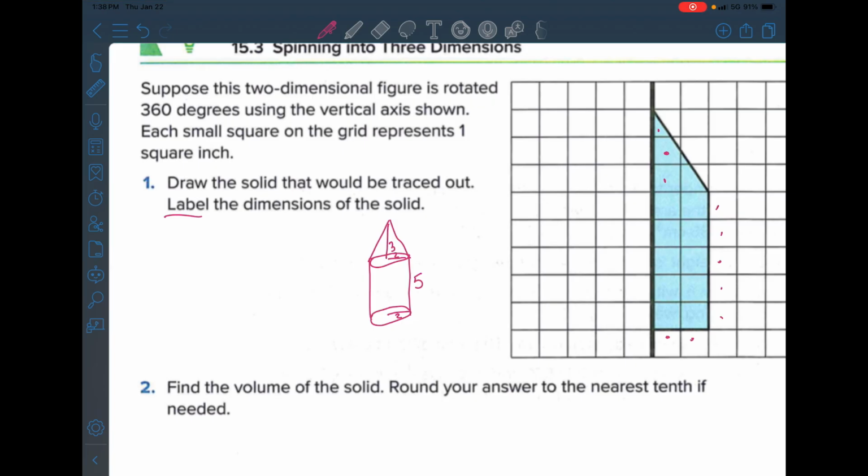Now it says to find the volume. So you're going to find the volume of the cone. And then you're going to find the volume of the cylinder and add them together.